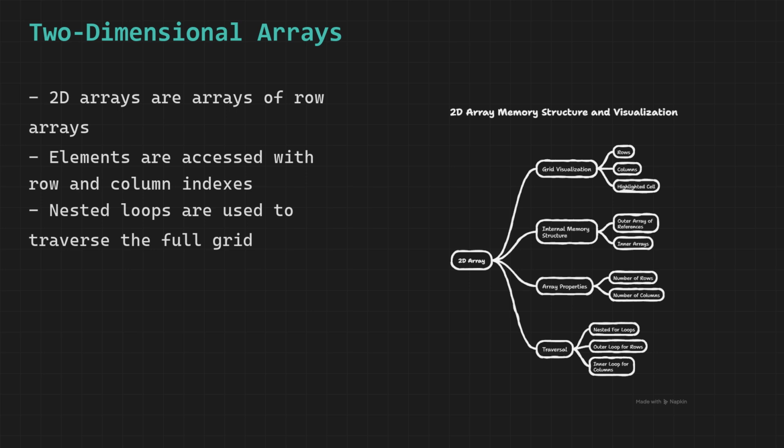A two-dimensional array is best understood as a table with rows and columns. Internally in Java, a two-dimensional array is actually an array of one-dimensional arrays. The outer array holds references to multiple inner arrays and each inner array is one row.